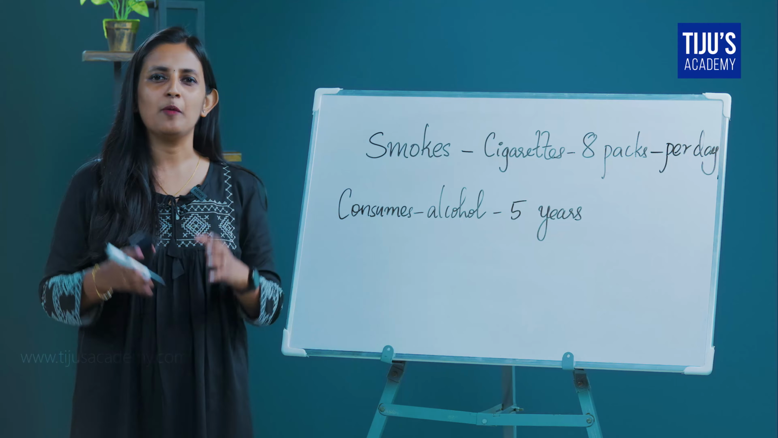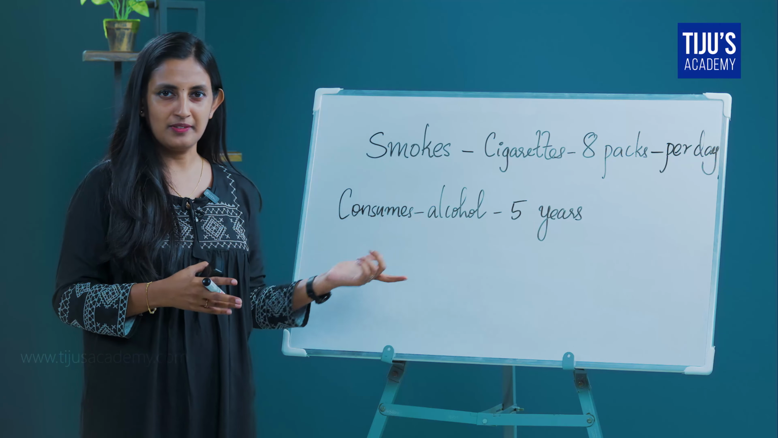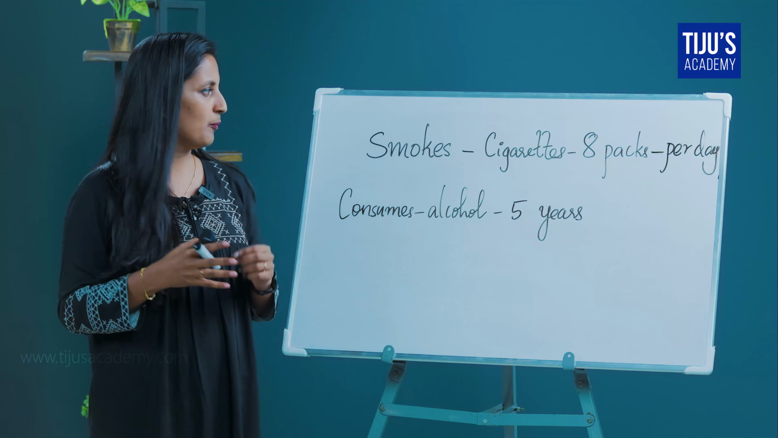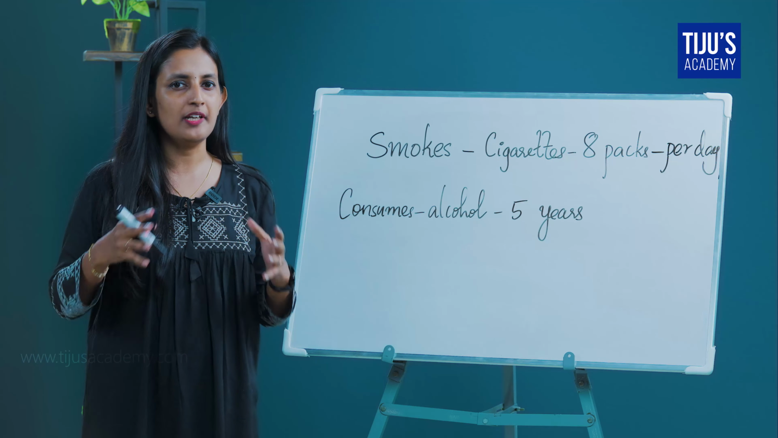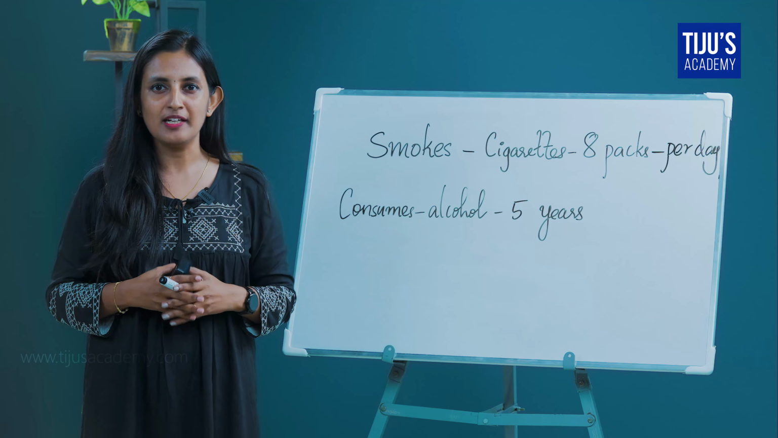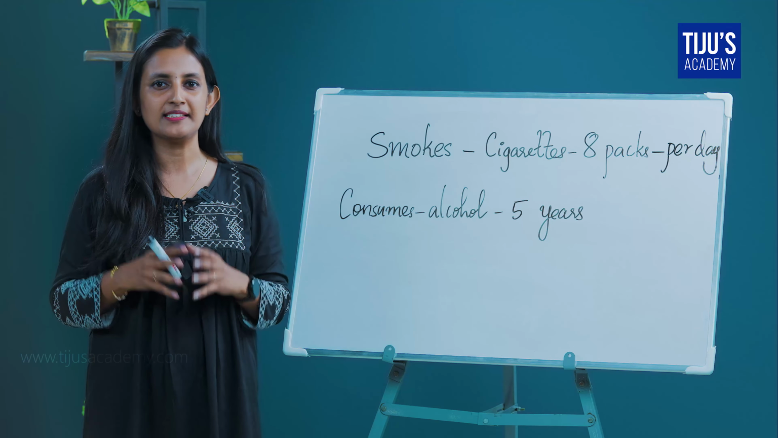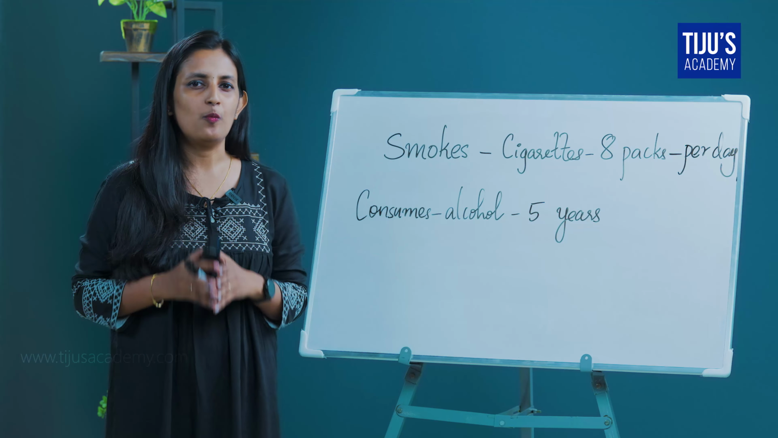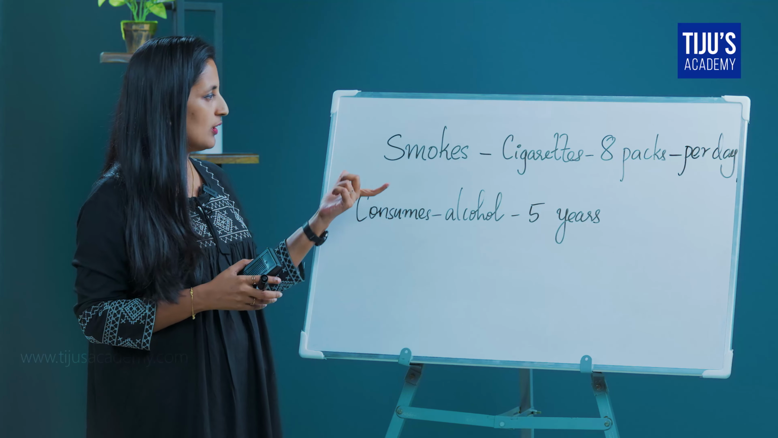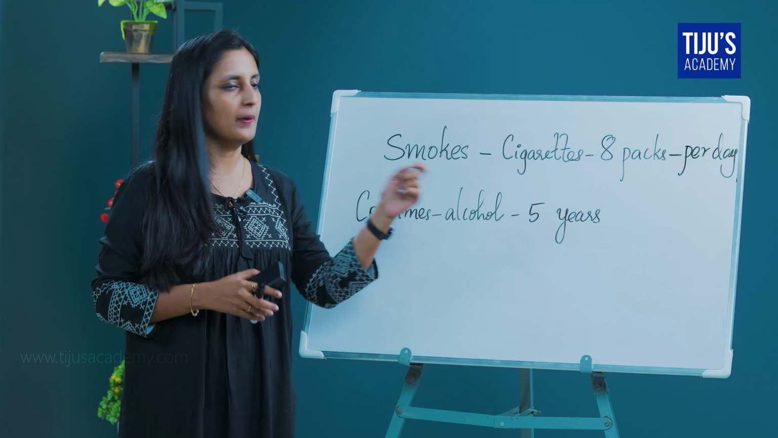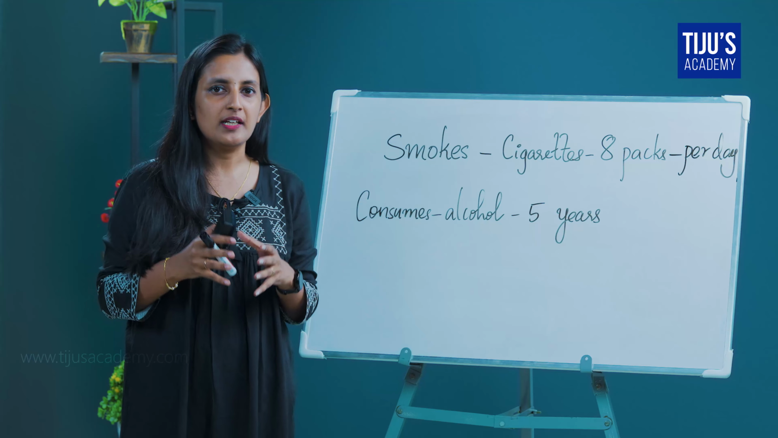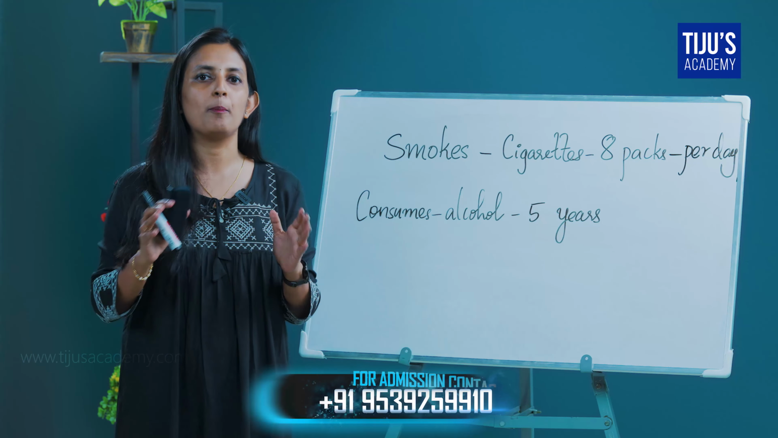You people might be thinking what I'm doing here with the whiteboard, right? Exactly, as you can see, I have mentioned some words on the board. So today, through this video, we are going to learn how to construct some basic sentences in an OET letter. Let's begin with the very basic example, that is smokes cigarettes 8 packs per day. In what all ways we can construct this information into a proper sentence?